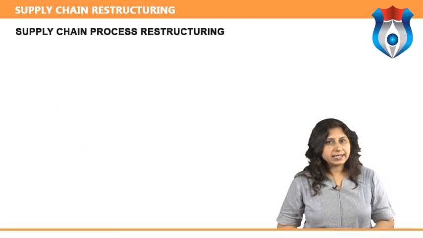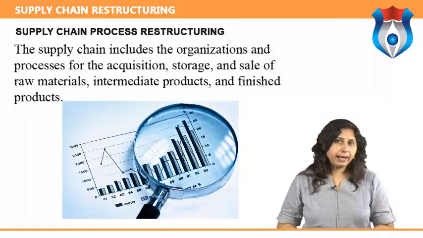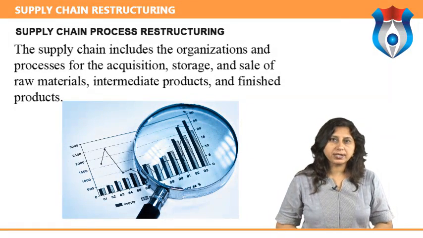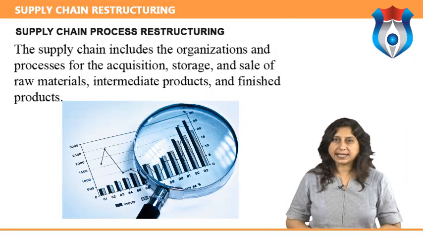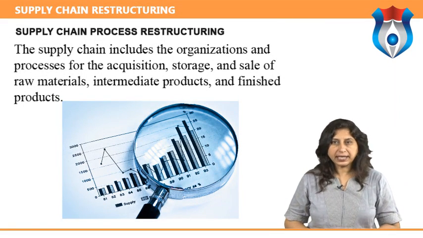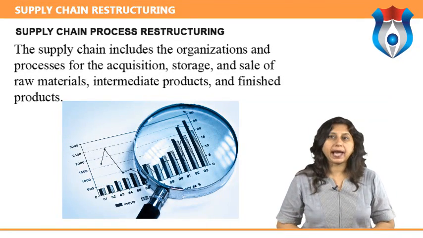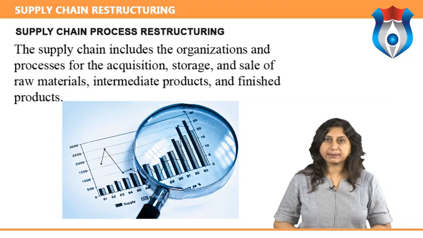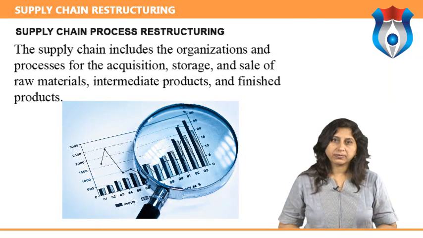Now we will discuss the supply chain process restructuring. The supply chain includes the organizations and processes for the acquisition, storage, and sale of raw materials, intermediate products, and finished products. Supply chain product flow is linked by physical, monetary, and information flows.